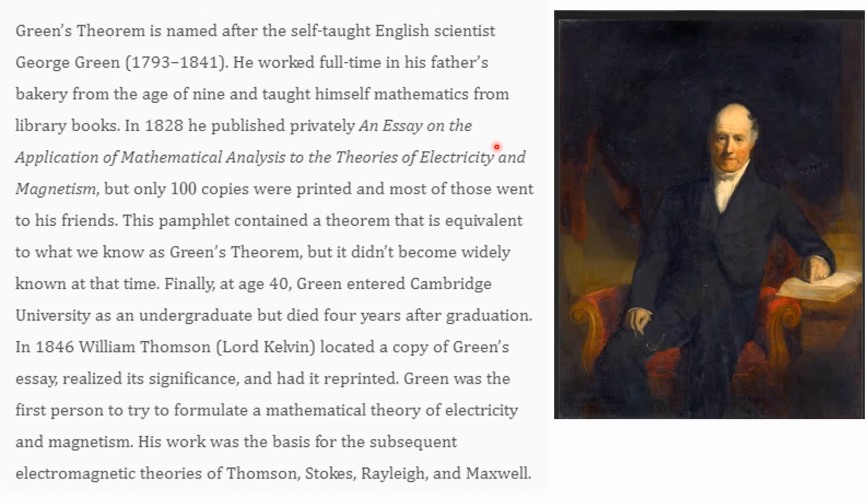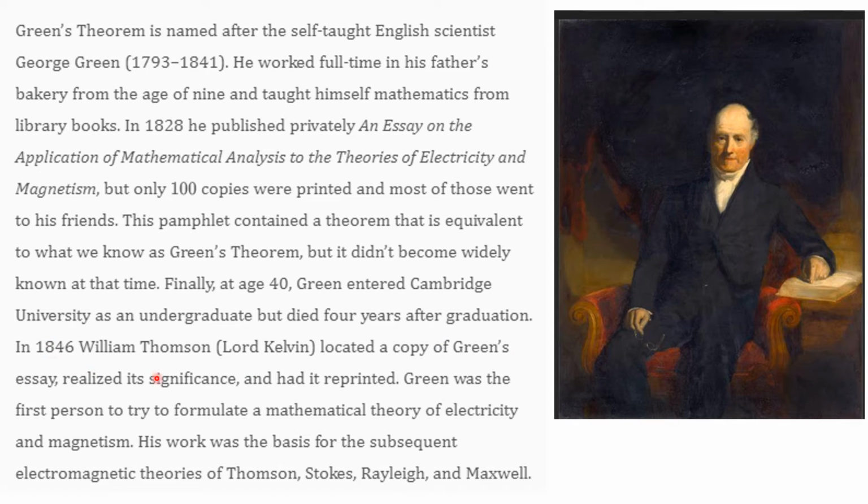Now, Green's theorem is named after the self-taught English scientist George Green. He worked full-time at his father's bakery from the age of 9 and taught himself mathematics from library books. He was a self-taught man. In 1828, he published privately an essay on the applications of mathematical analysis to the theory of electricity and magnetism. This contained basically Green's theorem, but it was not widely known at the time. He sent it mostly to friends. Finally, at age 40, he did enter Cambridge as an undergraduate, but died 4 years after his graduation.